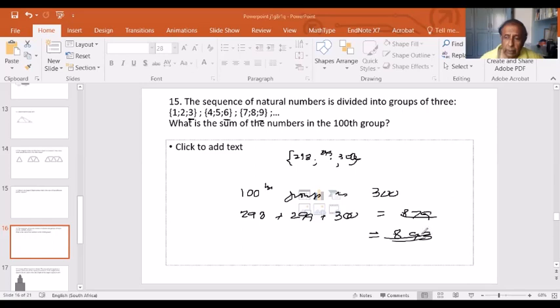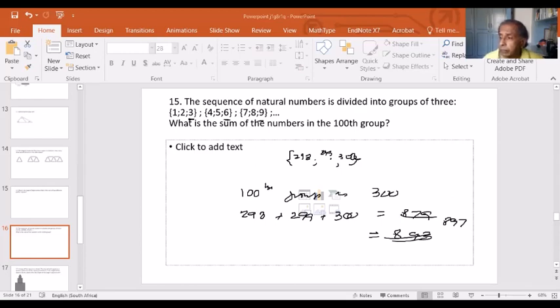Woo! What's wrong? My age is catching up with me. 897. Okay. Well, how did I get 897? I can see it's actually 900 less 3. Less 1 here and less 2 there. So I can get the answer straight away.